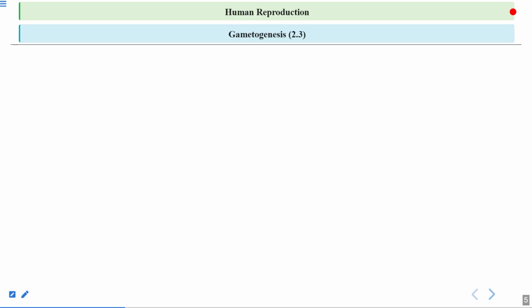So we were talking about gametogenesis. Gametogenesis is a broader term and it includes spermatogenesis and oogenesis. Spermatogenesis is the formation of male gametes; it happens in the males in the testes. Male gametes are known as sperms. And oogenesis is the formation of the egg, or you can say ovum. This occurs in the females in the ovaries.